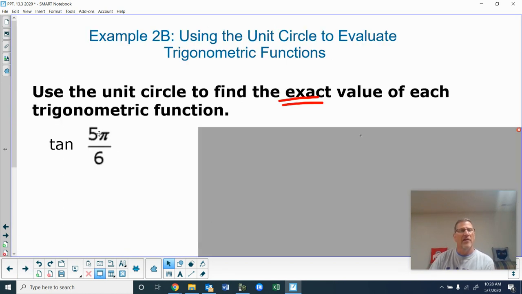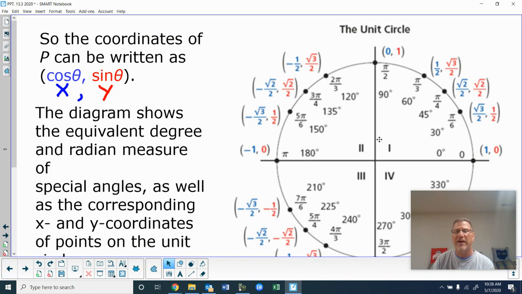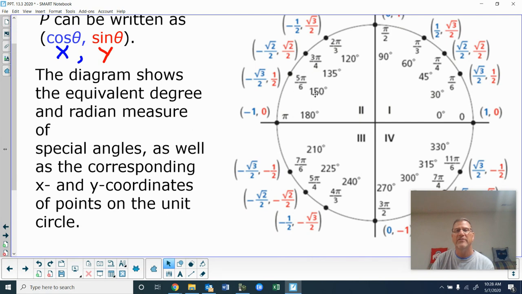Next one, 5 pi over 6. What I usually do is I'll change it to degrees and I'll draw a picture of it. I won't look at the unit circle. Remember, we're looking for exact values. So if we go back to the picture, 5 pi over 6 is right here. It's in the second quadrant, 150 degrees. This point is negative radical 3 over 2 and 1/2. Remember, the x value is in the second quadrant, so it's negative. The y value is up, so that's positive. So you've got to pay attention to the signs.